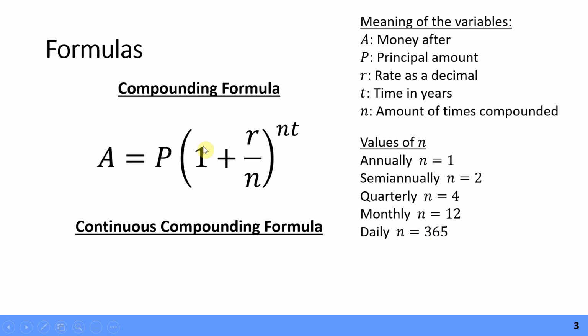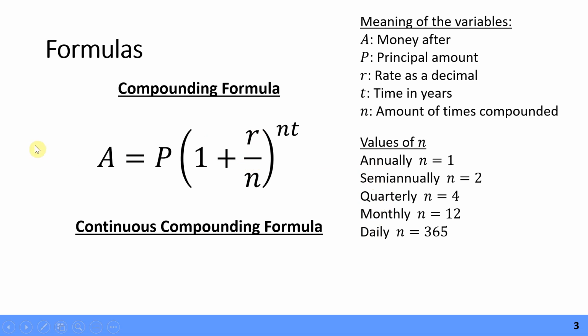So this is the formula you're going to use when your problem has one of these words in it. If the problem says compounded quarterly, that means you're going to use this formula. If it has the word compounded annually, semi-annually, monthly, or daily, these are the key words. If the problem has these words in it, you're going to use this formula.